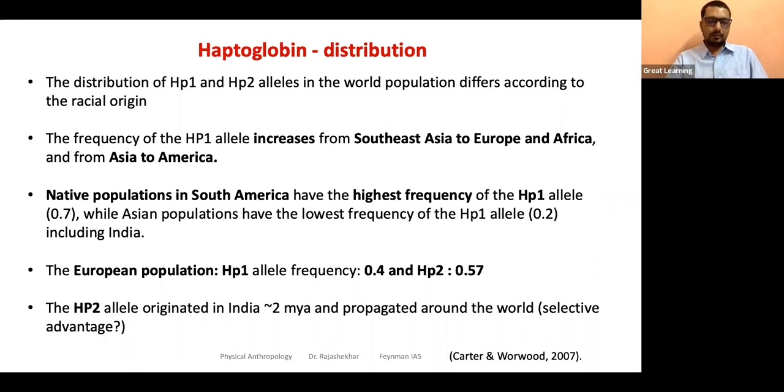Okay, so we also briefly talked about the percentage of the HP1 allele being high in South America and being low in Asia, including India. Correct. So variation within the haptoglobin levels can be used as a marker, a means to differentiate populations. Okay, so this should be one of the key functions or applications of genetic markers, population level studies.